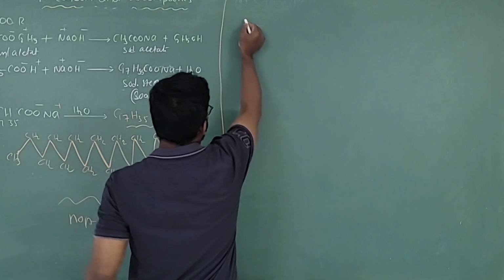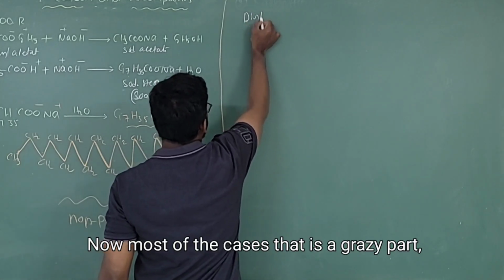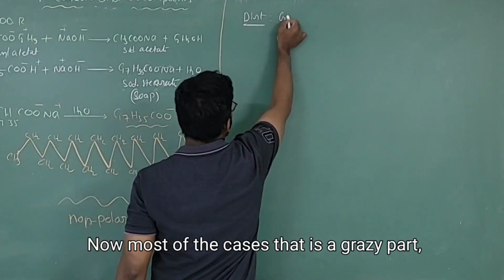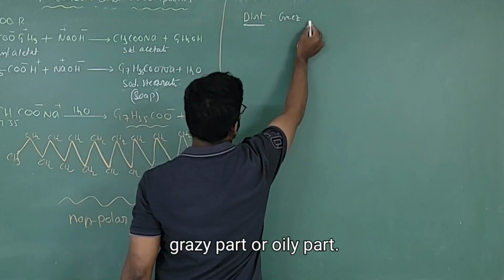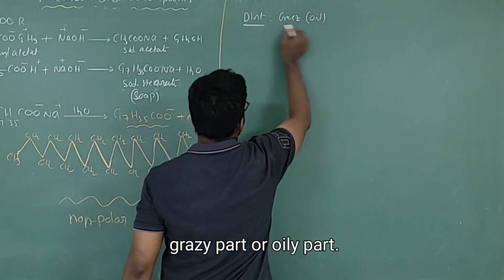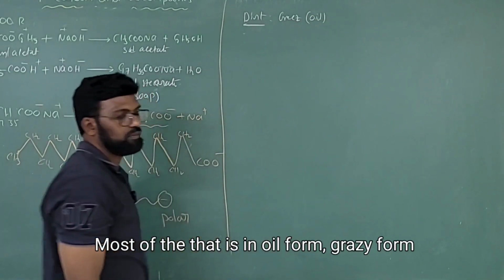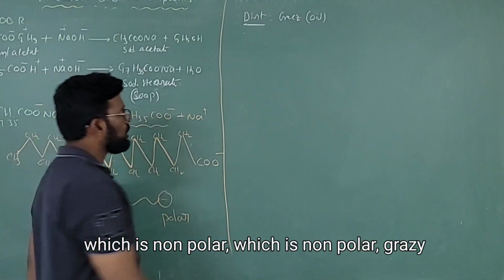What is dirt? In most cases, dirt is a greasy or oily part. Most of the dirt is in oil or greasy form, which is non-polar.